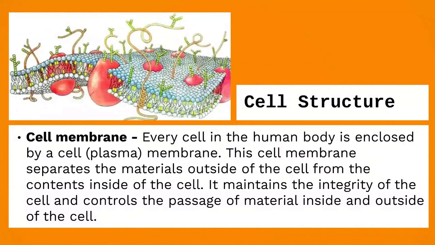Starting with the cell membrane, every cell in the human body is enclosed by a cell or plasma membrane. This cell membrane separates the materials outside of the cell from the contents inside of the cell. It also maintains the integrity of the cell and controls the passage of material inside and outside of the cell. So this is the gatekeeper who's keeping everybody in, keeping everybody out, controlling who goes in and controlling who goes out.